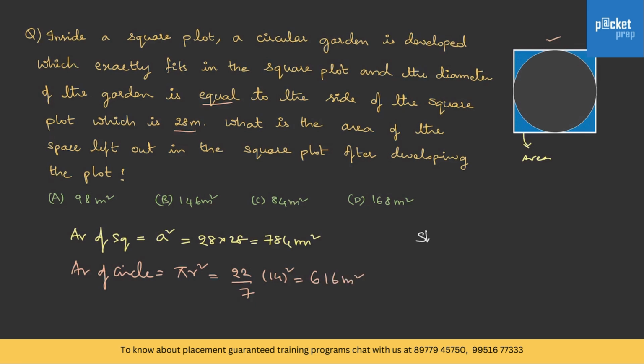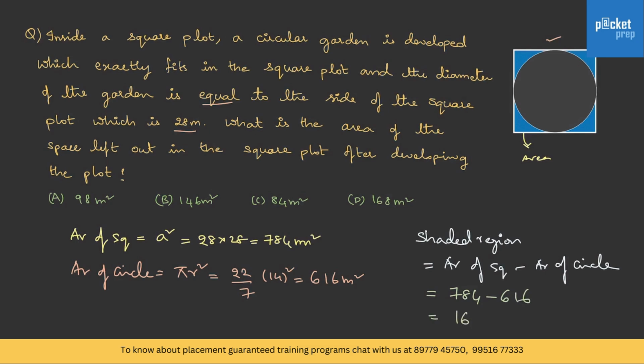Now the shaded region. The area of the shaded region will be area of square minus area of circle. This is 784 minus 616, which is 168 meter square. That is the option.